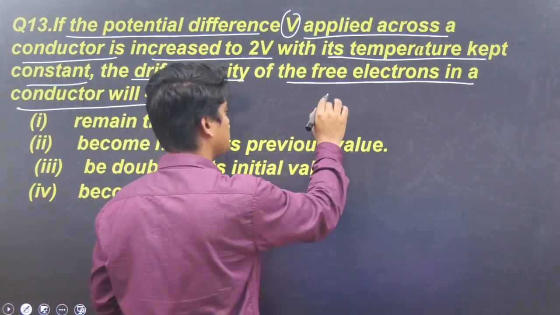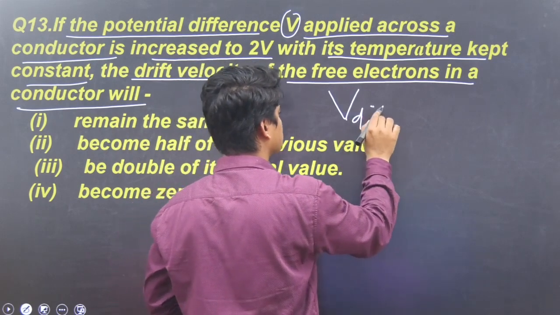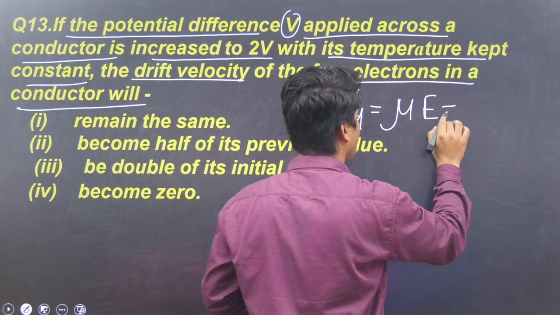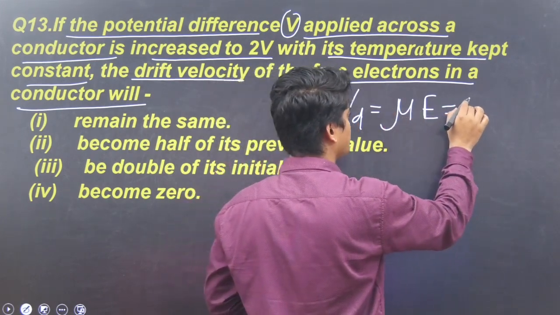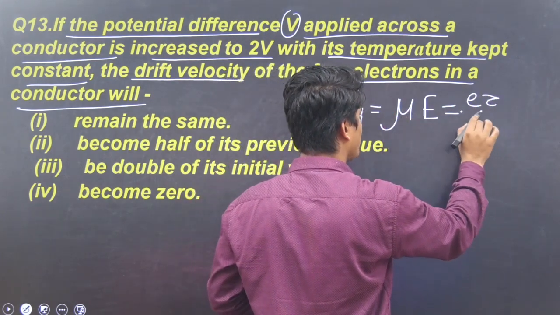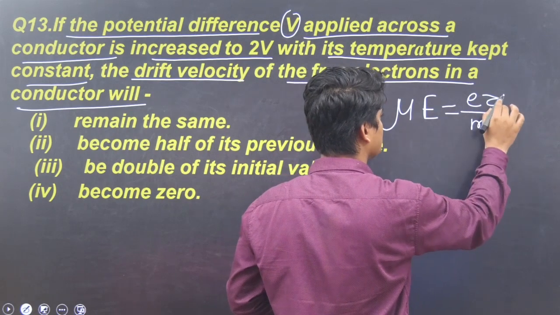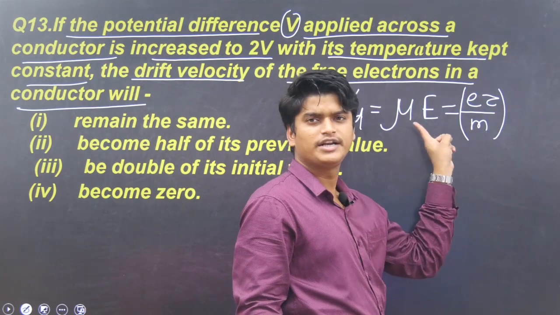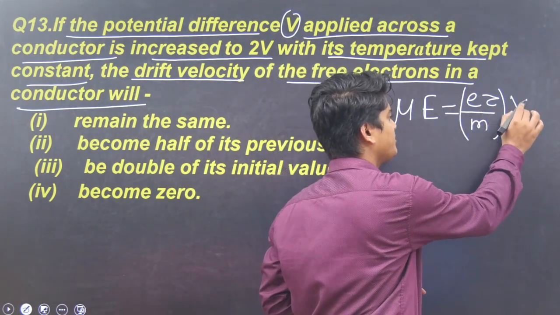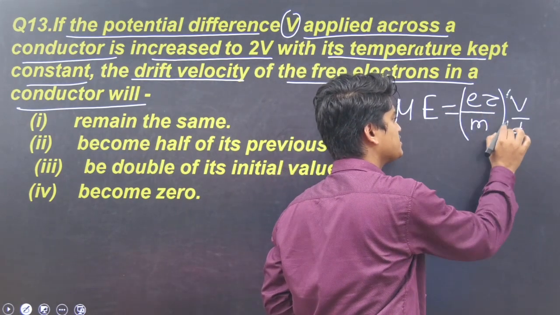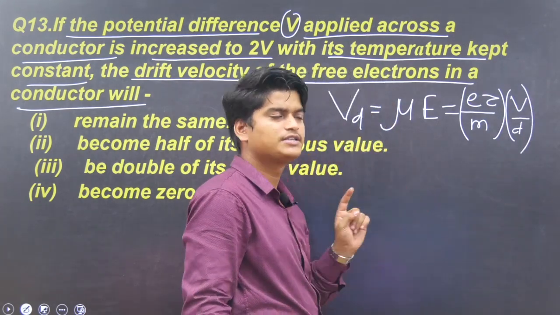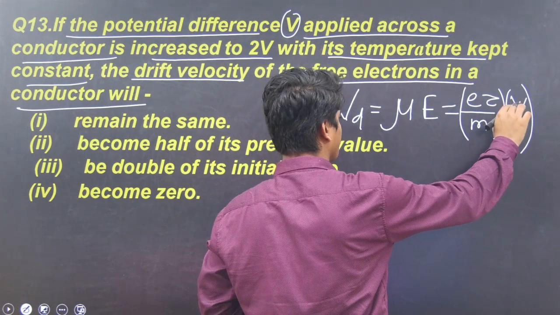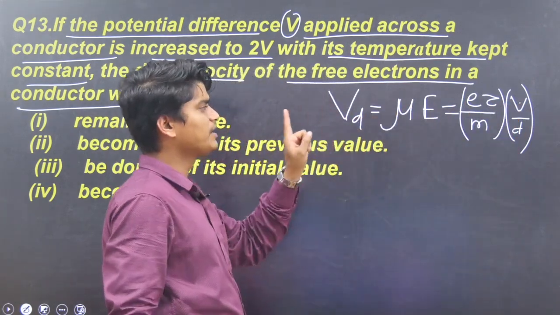Remember, it is a simple question here. What is the drift velocity formula? Drift velocity is mu times E, where mu is mobility and E is the electric field. Mu is nothing but e tau by m, where tau is called the relaxation time. Mu is nothing but mobility. The mobility formula is this, and the electric field can be written as potential by distance d.